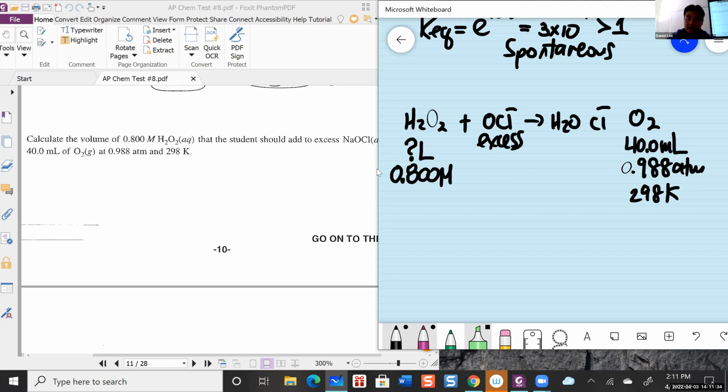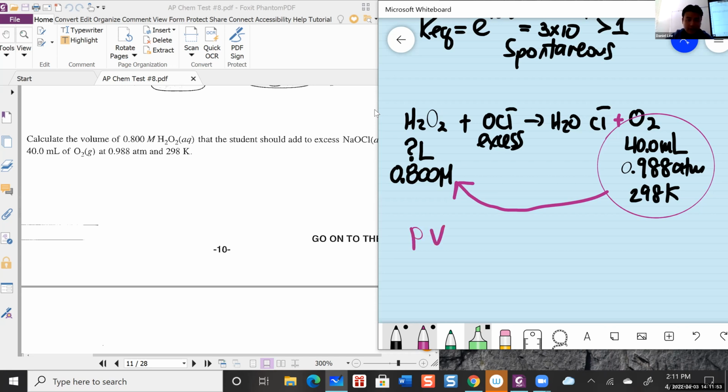Well, you have to go from here because you have a question mark on the other side and you got to go this way. So use PV versus RT to find moles of oxygen. Mole ratio says 1:1 to find moles of hydrogen peroxide. Moles and molarity to find volume. Okay, so that's what I'm going to do.